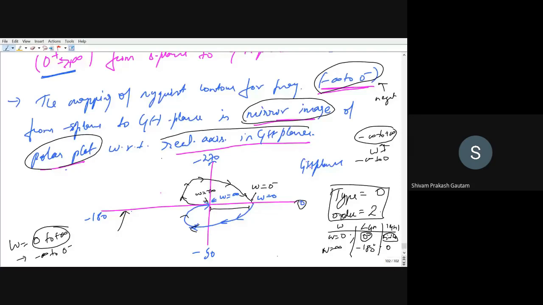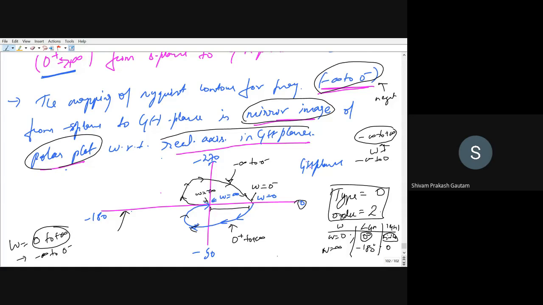So this is called the mirror image of the polar plot for negative frequency, from minus infinity to 0 minus, and this is the plot for frequency 0 plus to infinity plus. Okay. Okay, sir. So for negative frequency, it will be a mirror image of the polar plot, correct.